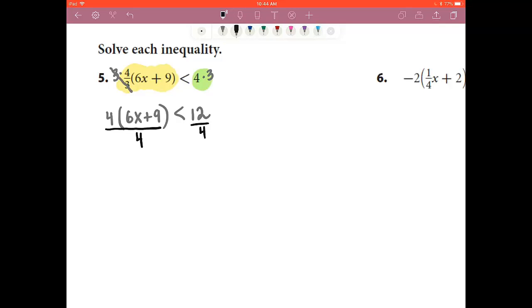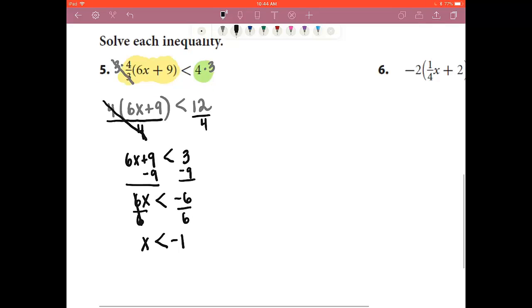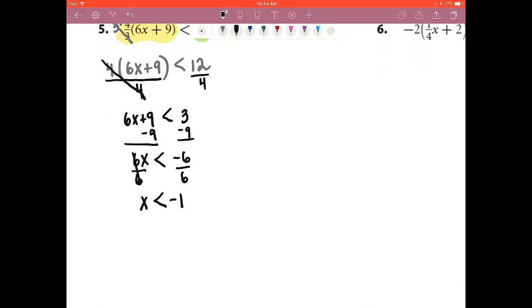Now I'm going to divide both sides by 4. And the reason I'm doing that is because 12 is divisible by 4. It's 3. We're going to subtract 9 from both sides. 6x is less than negative 6. And now I'm going to divide both sides by a positive 6. So my inequality symbol does not change, and I get x is less than negative 1.